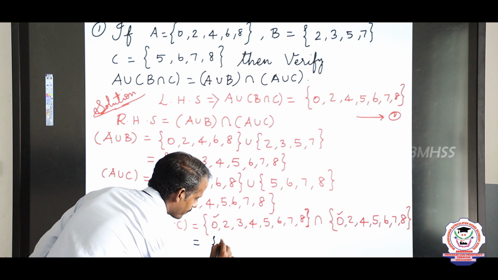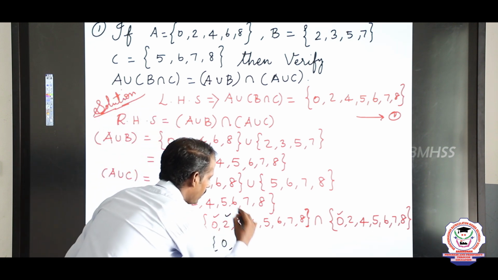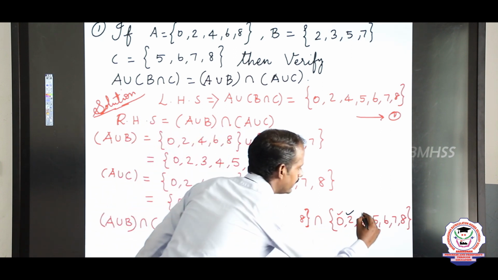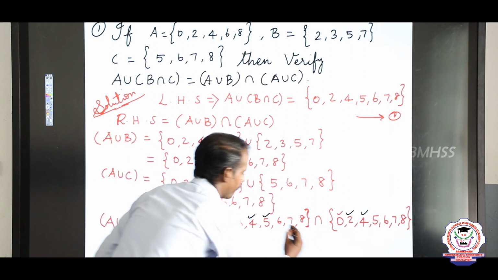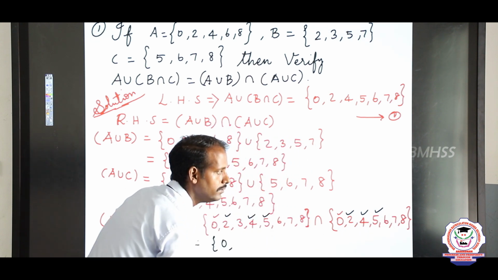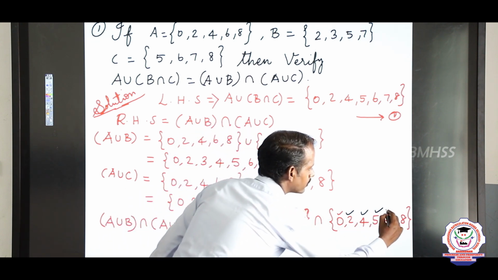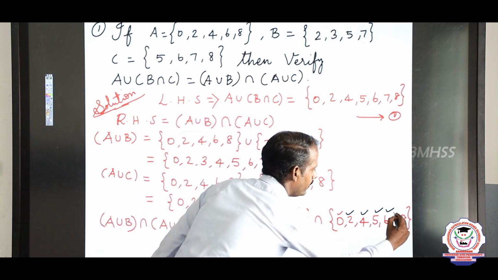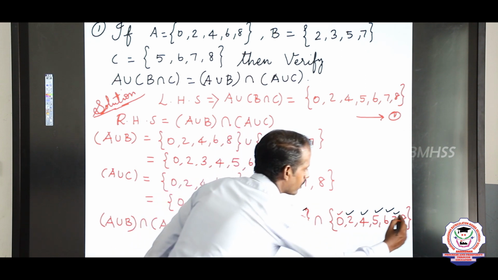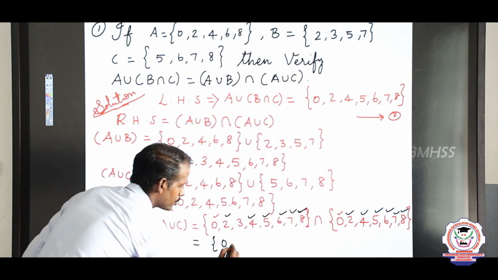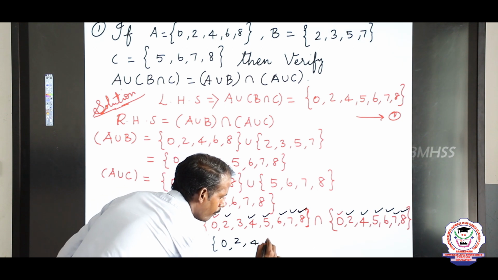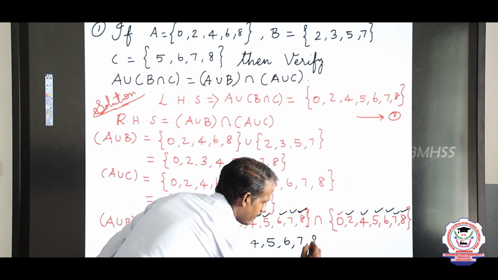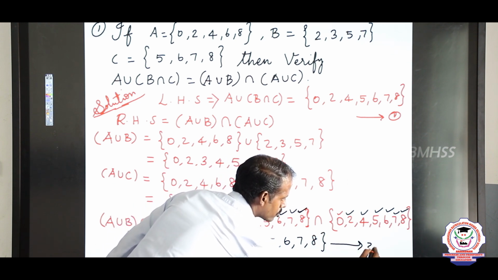0 should be written. Then after, 2 is a common element. Next 4 is a common element. The next 5 is a common element. The next 6 is a common element. So 7 is a common element. Next 8 is a common element. So here 0, 2, 4, 5, 6, 7, 8. This is equation number 2.